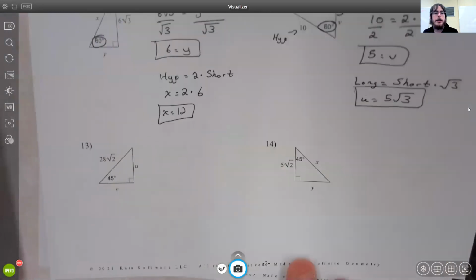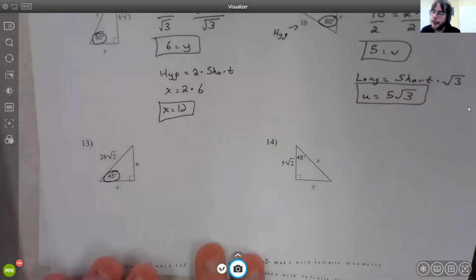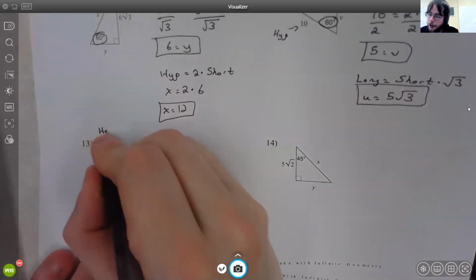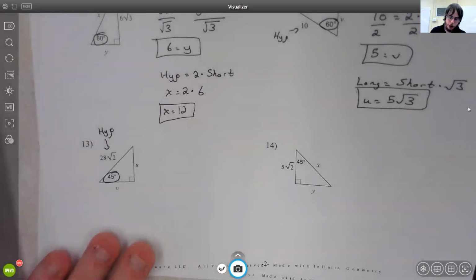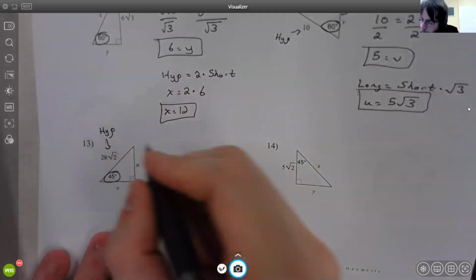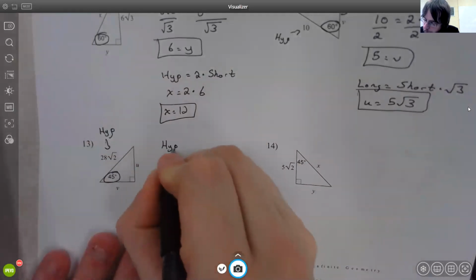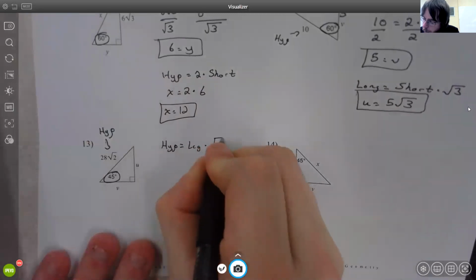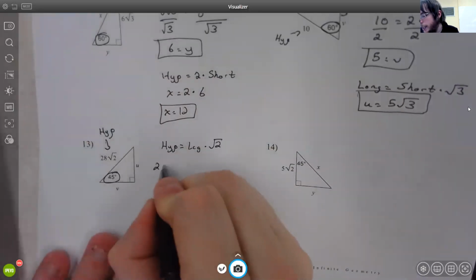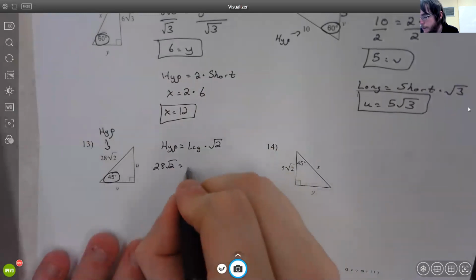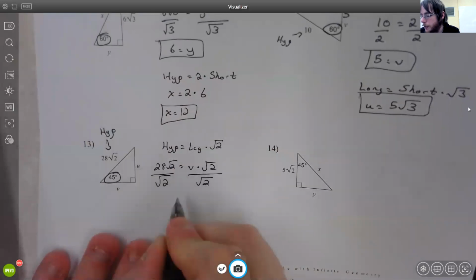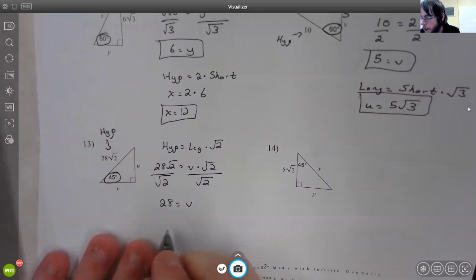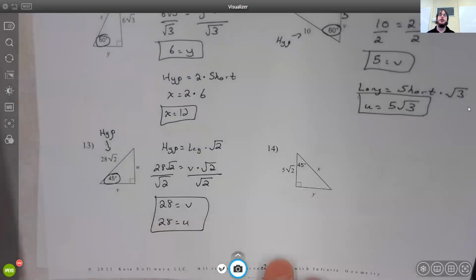Number 13, you're dealing with a 45, 45, 90 triangle, and you're given the hypotenuse. So u and v are going to end up being the same because the legs are congruent. So we need to find the leg first. So our hypotenuse is equal to the leg times root 2. Our hypotenuse is 28 root 2. Our leg is v, and then times root 2. Divide both sides by root 2, and you get that 28 is equal to v. But 28 is also equal to u because both of the legs are the same.